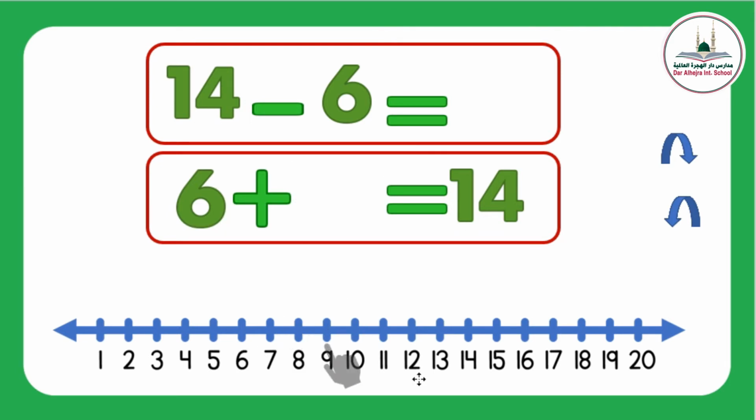Now I can use my number line to help me find the missing number. So I shall start jumping from 6 until I reach 14 to see exactly how many jumps I have made. Let's start jumping from 6.